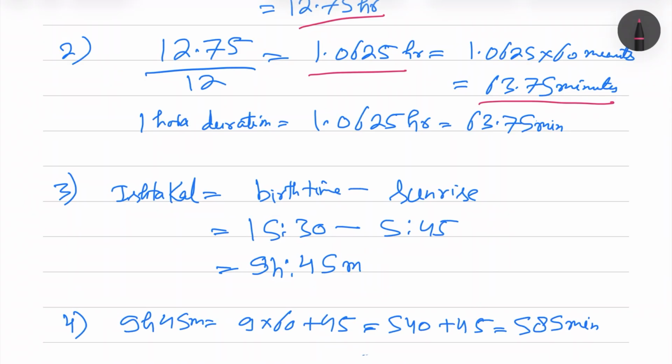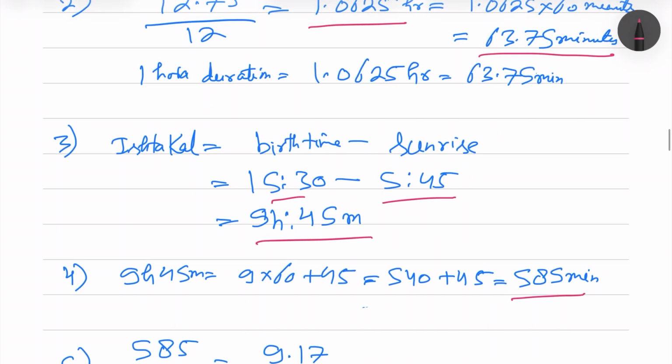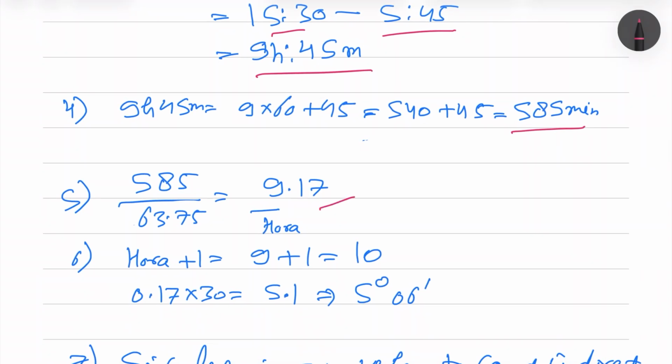Istkal is birth time minus sunrise. Birth time is 15:30 minus 5:45. So we get 9 hours 45 minutes. If we convert 9 hours 45 minutes into minutes, we get 585 minutes. And when Hora duration is 63.75, we divide this by 63.75, we get 9.17. So 9 is Hora completed and 0.17 we need to multiply by 30 to get degree and arc minute.